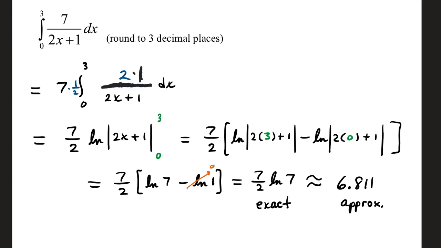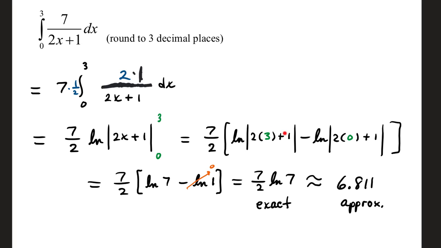The antiderivative of this fraction, because now we've established the derivative over the original, we can go natural log absolute value of 2x plus 1. And then it's a definite integral, so we're going to evaluate at 3 and then 0, and subtract. We have 7/2 times natural log of 2 times 3 plus 1 minus natural log of 2 times 0 plus 1.